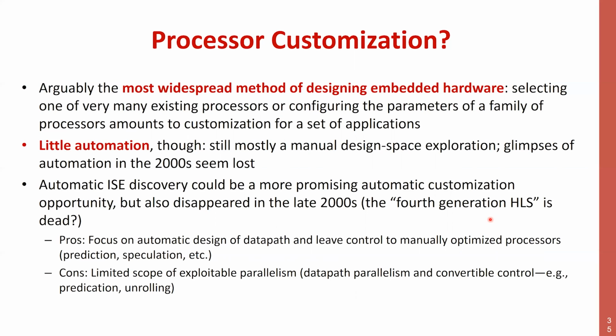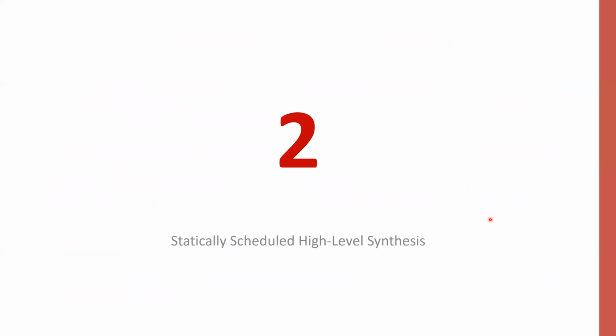One of the cons that we'll be discussing a little later is that the parallelism that we can exploit is only within what can be converted to data flow, that is not control flow. So this may be a limitation here, but is one first step in the direction of doing high-level synthesis.